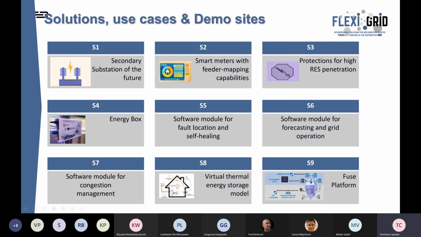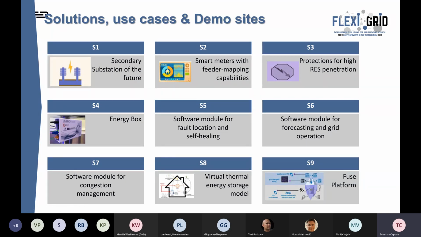So 4 are hardware solutions. The secondary substation of the future, meaning that we increase the observability on the low voltage distribution network, and then this is used for everything that we do on a medium voltage network. Some smart meters with feeder mapping capabilities. Again, these smart meters are not the smart meters that are going to be placed with the end consumers. These smart meters are what we call in Croatia more like concentrators of what's happening in the low voltage. So they are mapping and recording the measurements from the low voltage network, but they are placed in the substations of medium to low voltage networks.